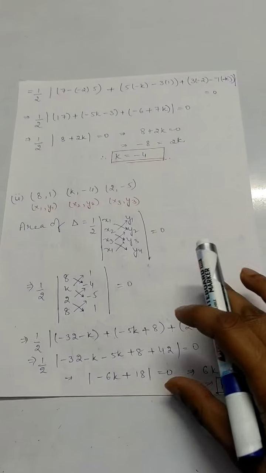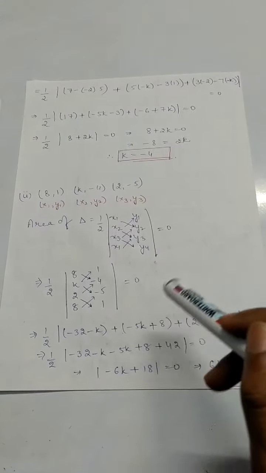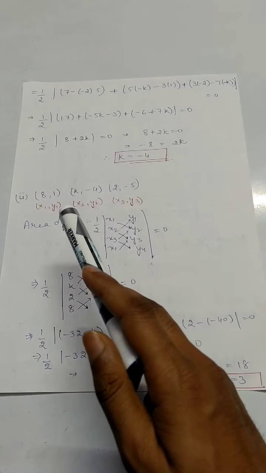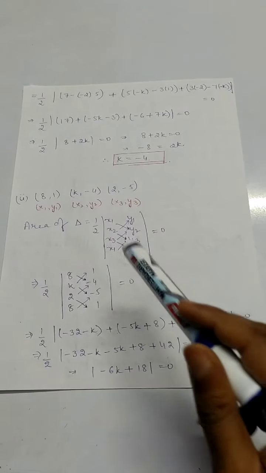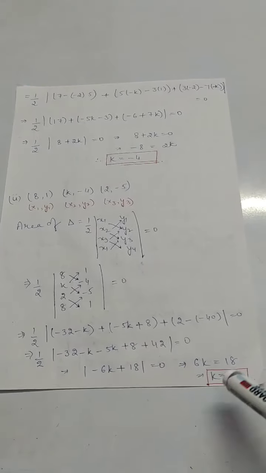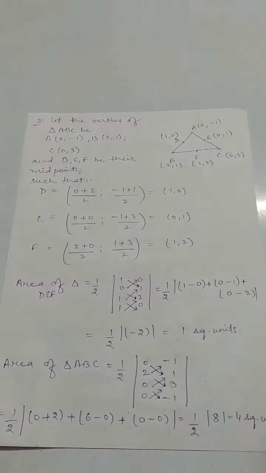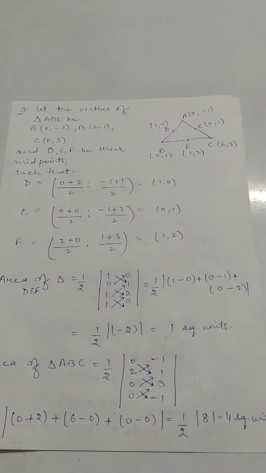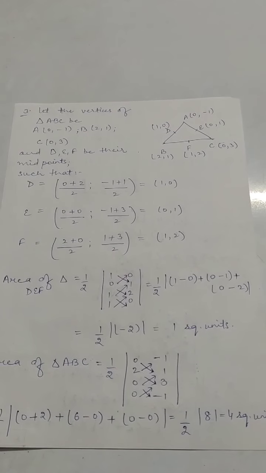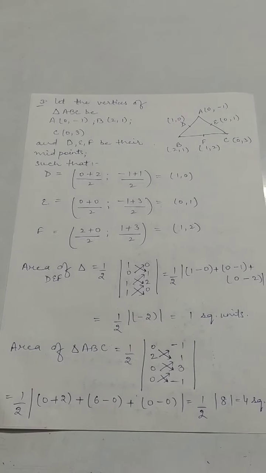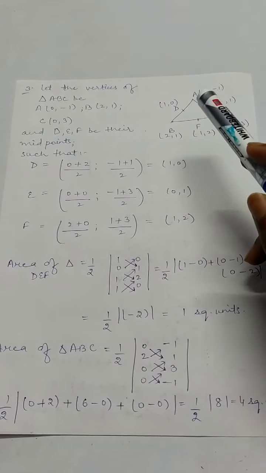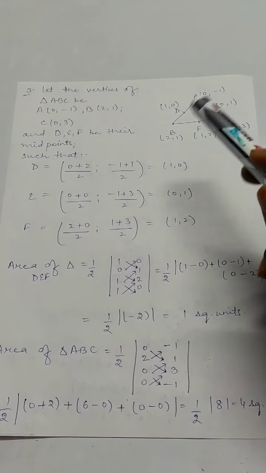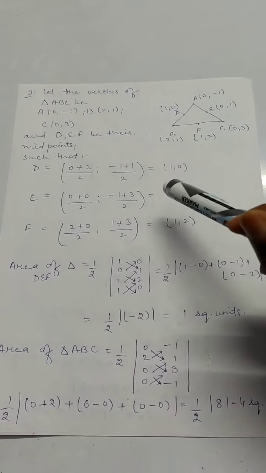Moving to the second sum, again we have to find the value of k. Mark the points x1, y1, x2, y2, x3, y3. Use the formula, the trick, put the values, and on solving we get k equals to 3. Moving to the third sum, let ABC be the 3 vertices of triangle ABC and DEF their midpoints. Using the midpoint formula we get D equals to, D is the midpoint of AB, right? So we have 0 plus 2 upon 2 and minus 1 plus 1 upon 2. So this is 1 0.